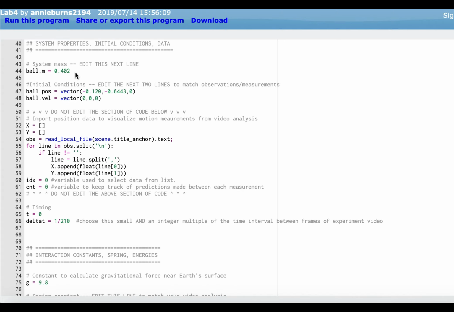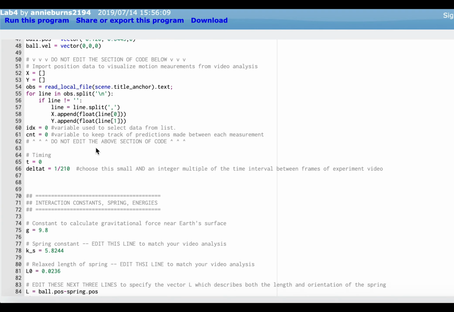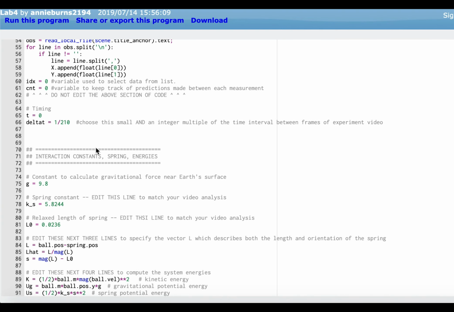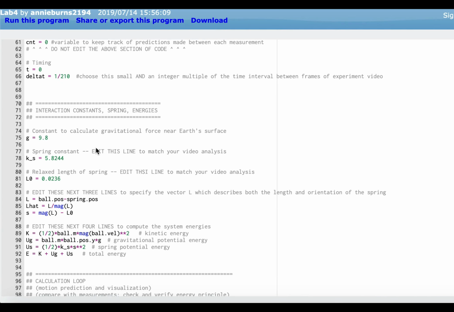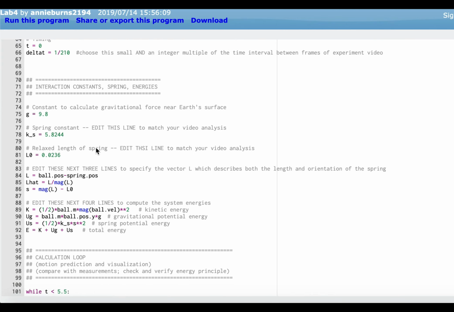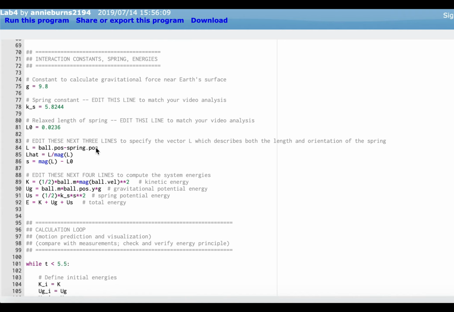Beginning with the starter code, I entered the object's mass, initial position and velocity, the spring constant, and relaxed length from my observed model. I also added the length of the spring to be the object's position minus the spring's position. L hat had to be this vector divided by its magnitude, and the total stretch to be L minus L naught. Using the equations mentioned earlier from the energy principle, I calculated each of the individual forces and total force acting on the system.